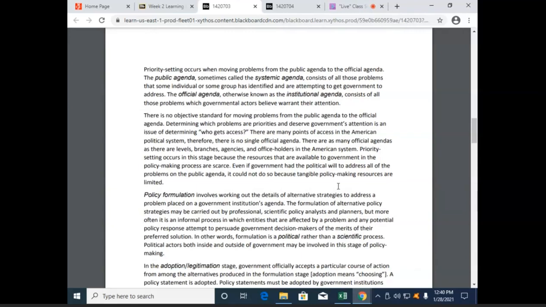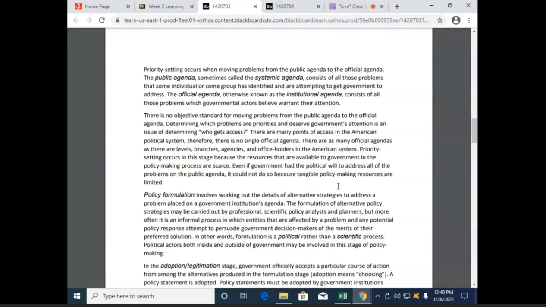The official agenda, by the way, sometimes that's also called the systemic agenda, the public agenda or the systemic agenda, depending on what textbook you're reading or what the literature is that you're looking at. It could use either one of those terms. So first we've got the public agenda, the systemic agenda, and then secondly we have the official agenda, sometimes known as the institutional agenda. So the official agenda or the institutional agenda are all those problems that government is taking up for consideration.